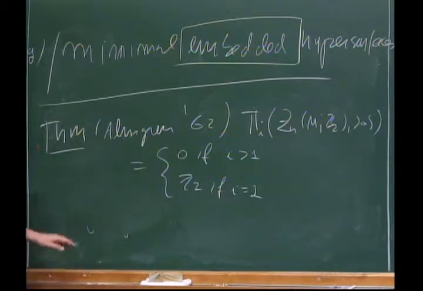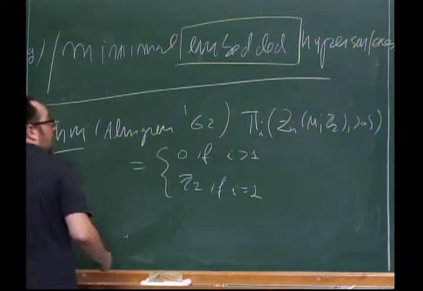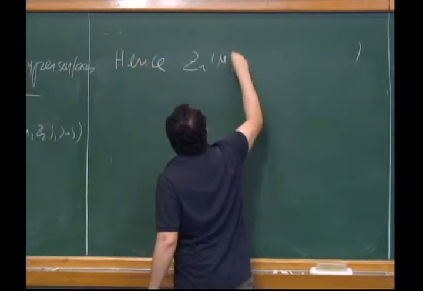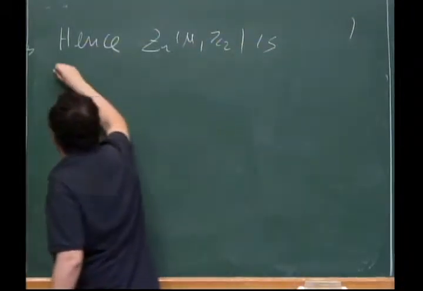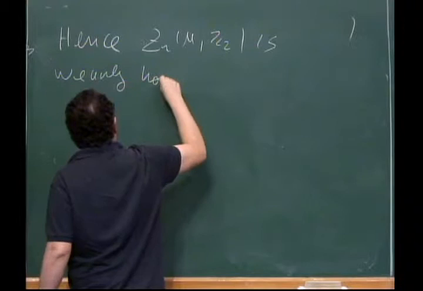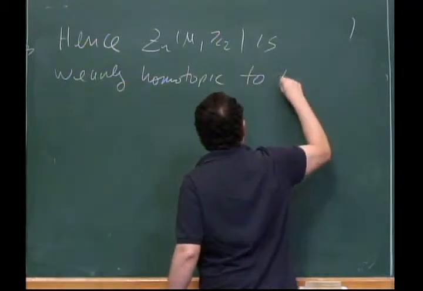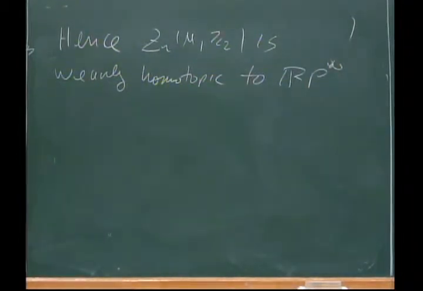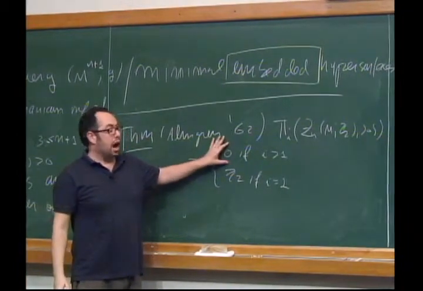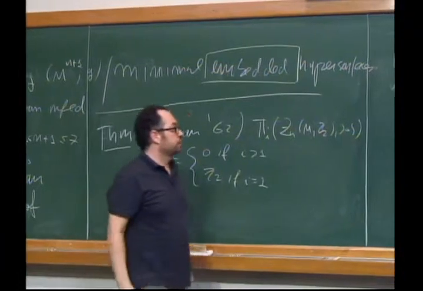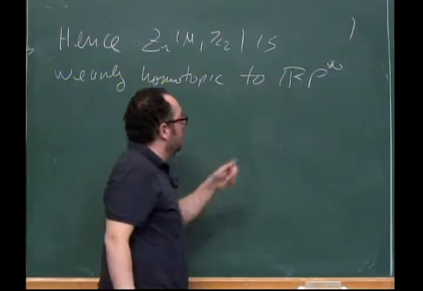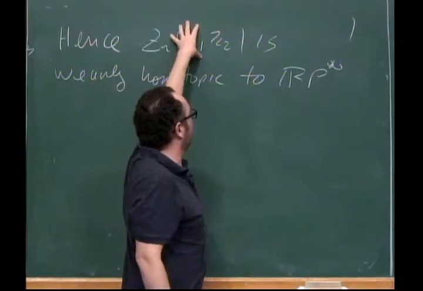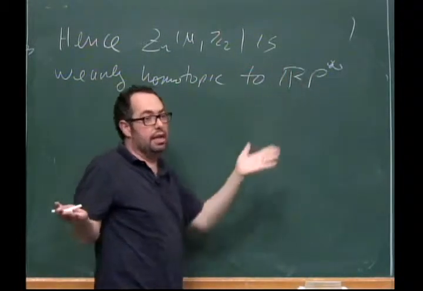Okay? And so this theorem in particular implies, hence, that this space is weakly homotopic to RP infinity. So RP infinity is the easiest space you can think of, which has the first homotopy group Z2 and every other homotopy group 0. Okay. And if two spaces have the same homotopy groups, they are called weakly homotopic. And so if I want to understand the topology of this space, I might as well just look at RP infinity, in which the topology is easy to understand, right?